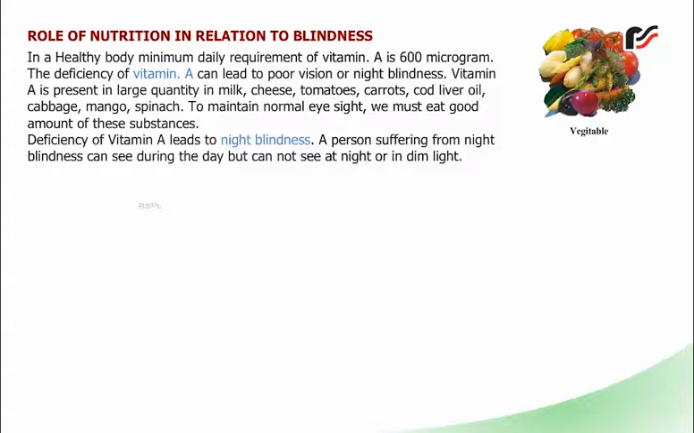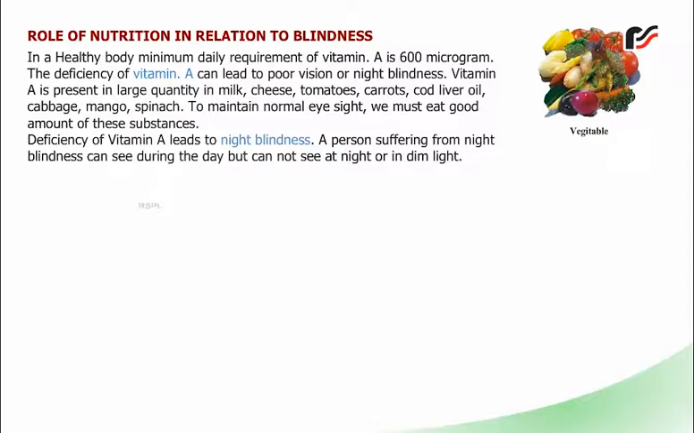Role of nutrition in relation to blindness. In a healthy body, minimum daily requirement of vitamin A is 100 microgram. The deficiency of vitamin A can lead to poor vision or night blindness. Vitamin A is present in large quantity in milk, cheese, tomatoes, carrots, cod liver oil, cabbage, mango, spinach.